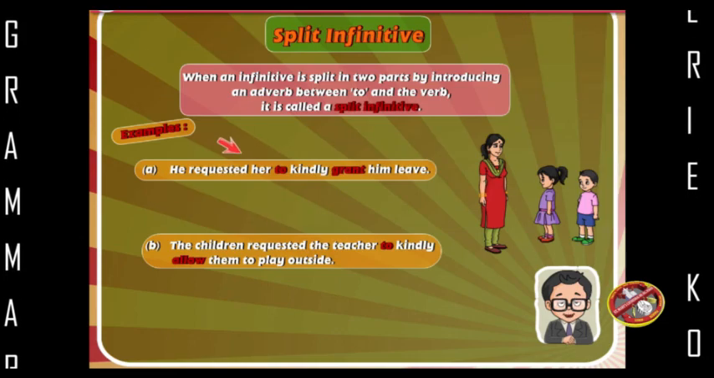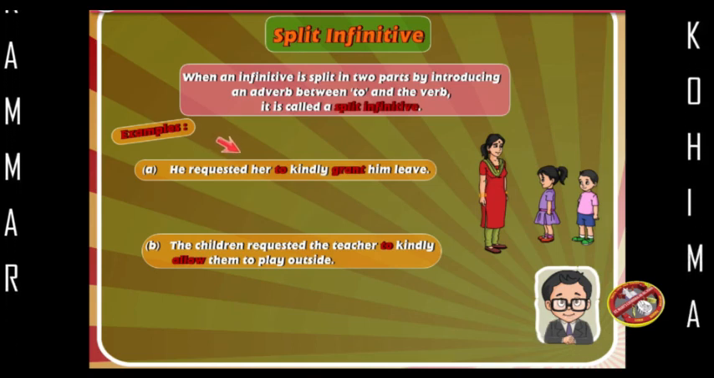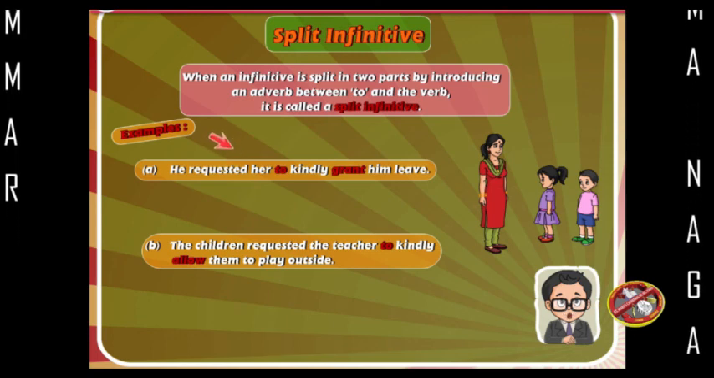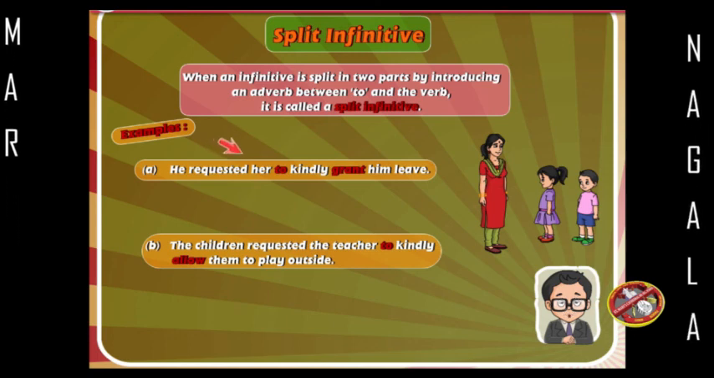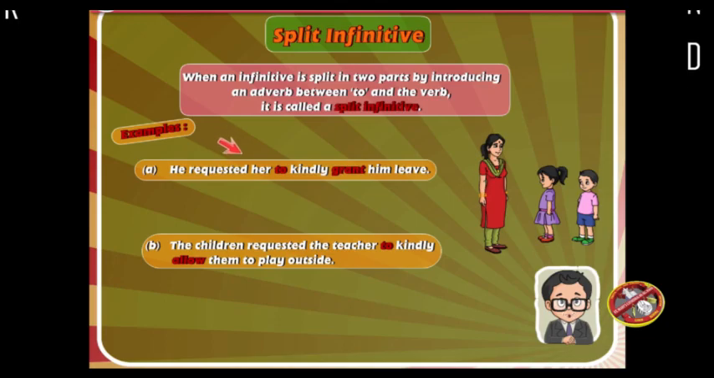Split infinitive. When an infinitive is split into two parts by introducing an adverb between to and the verb, it is called a split infinitive. Examples: he requested her to kindly grant him leave. The children requested the teacher to kindly allow them to play outside.